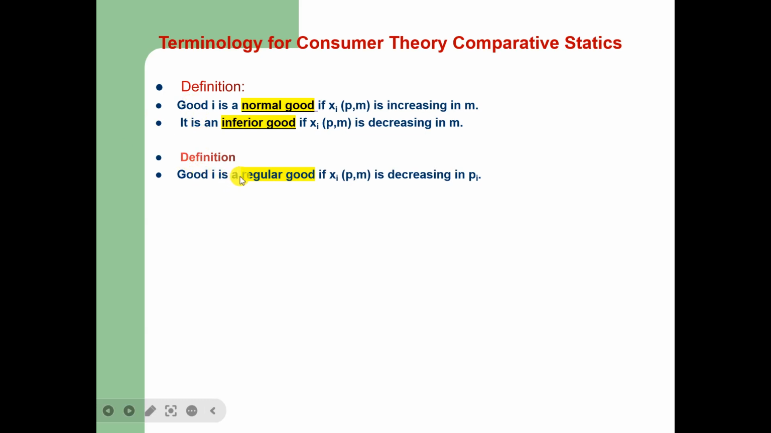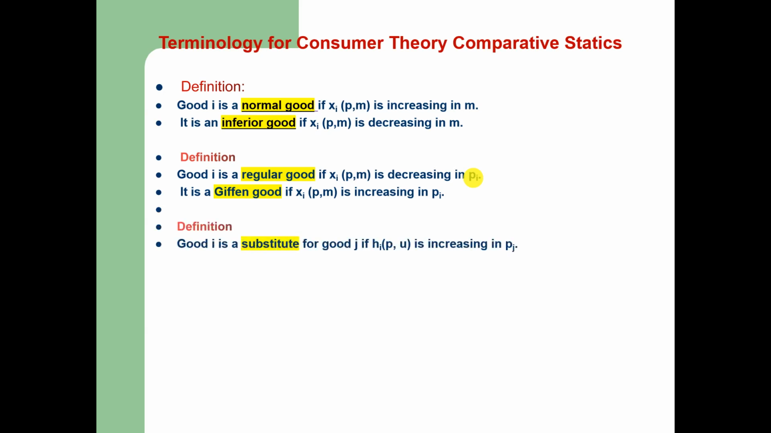xi will be a regular good if the Marshallian demand function for good xi is decreasing in the price of xi. That is, its own price will have a negative effect on its quantity demanded. It will be considered a Giffen good if the Marshallian demand function for xi is increasing in its own price. That is against the law of demand.